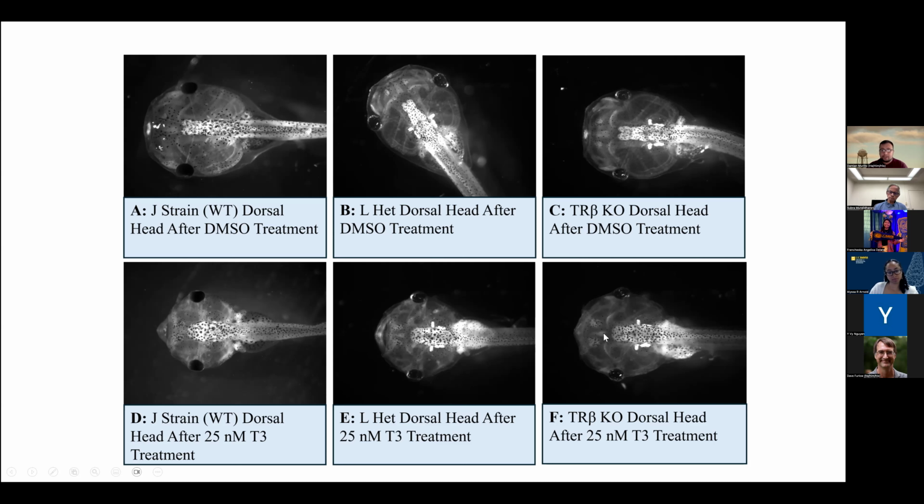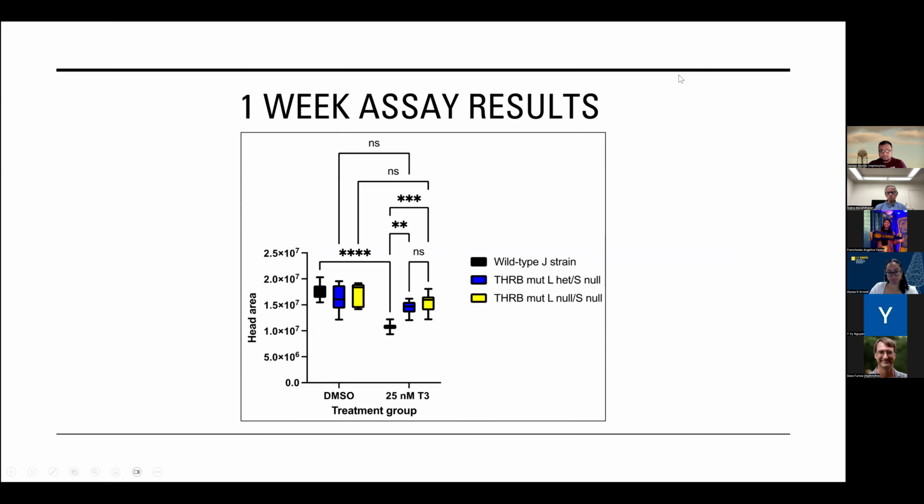And then the TR beta knockout looks identical to the DMSO treatment. That just verifies that if we don't have TR beta, T3 isn't going to do anything, because it can't bind with any affinity. So we did the 1 week assay using DMSO and 25 nanomolar T3 on the J strain wild type, the L het S nulls, and the L nulls S nulls, which are TR beta knockouts. If we just look at J strain, the black boxes, between the DMSO and 25 nanomolar treatment, there is a great reduction in head area.